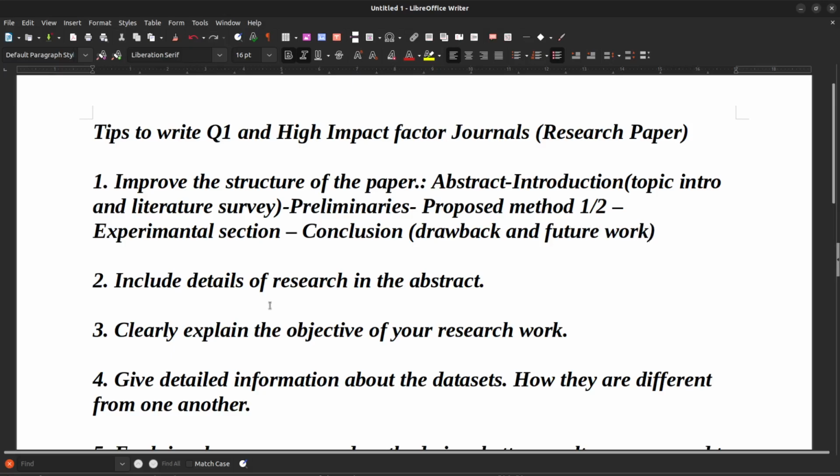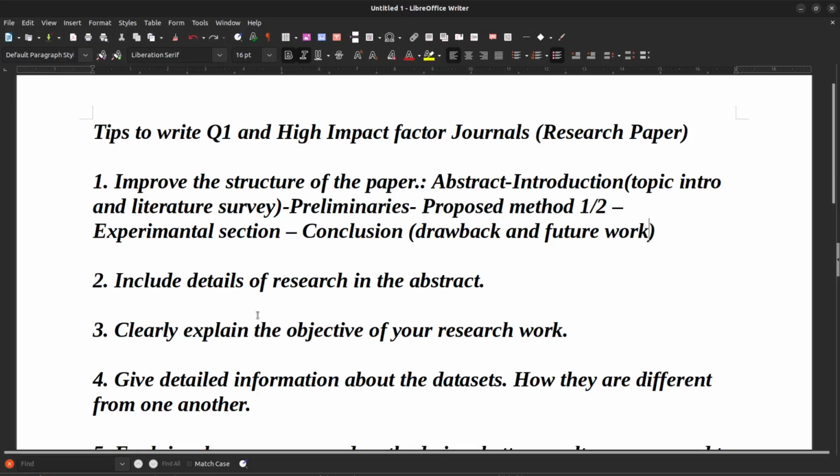Okay. So this is the overall structure, and remember, tables and images should be well made. Your paper should look good. If someone is seeing it for the first time, it should look well arranged and very good.